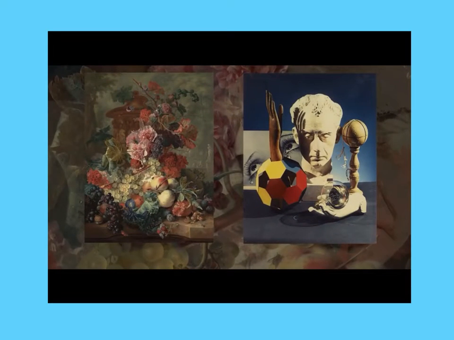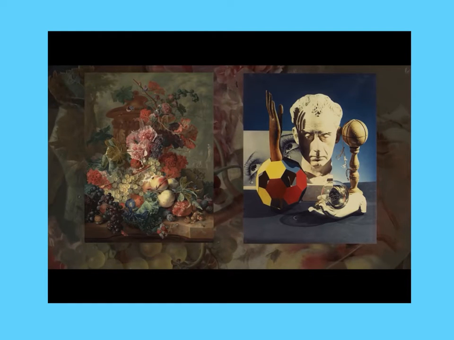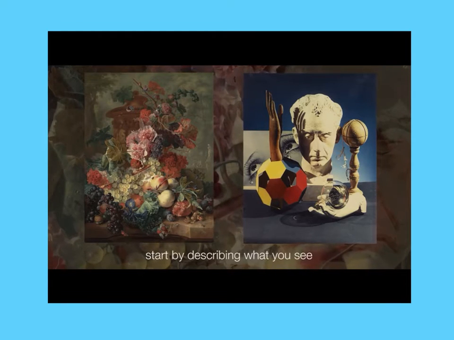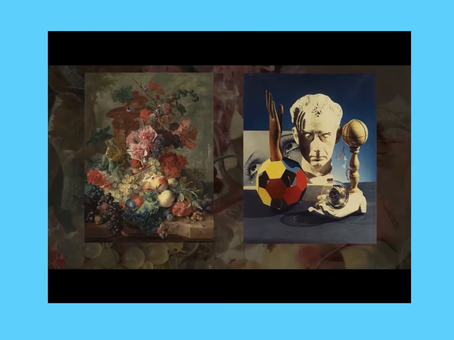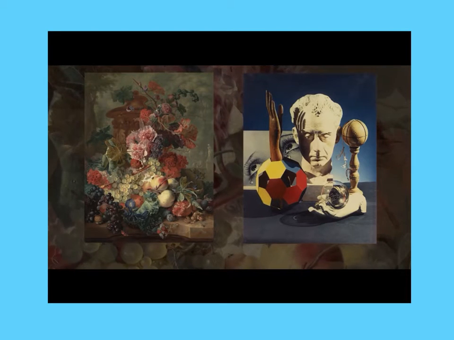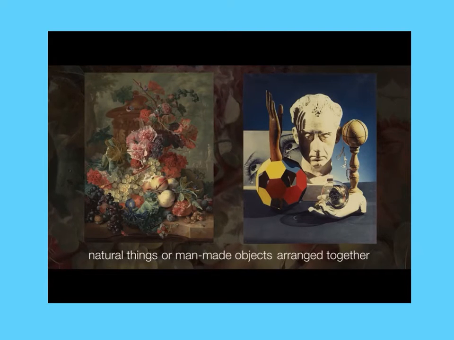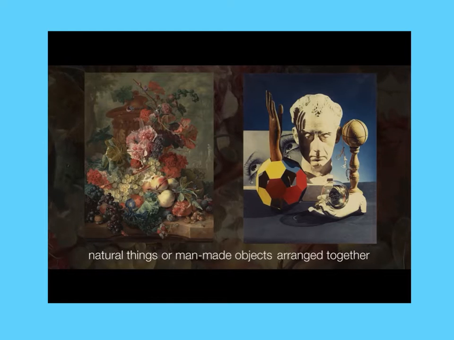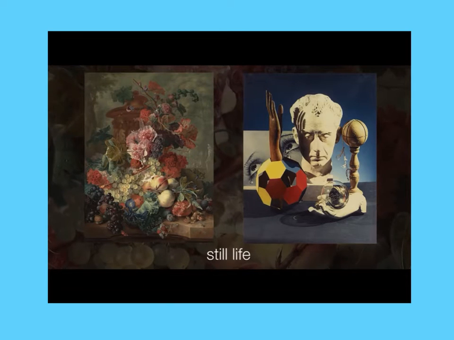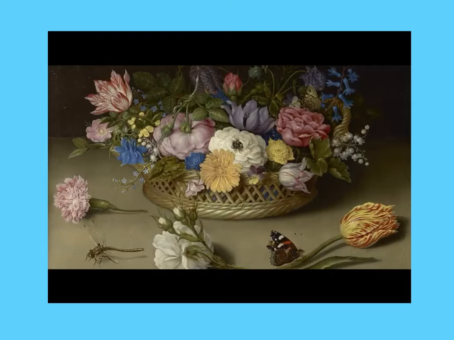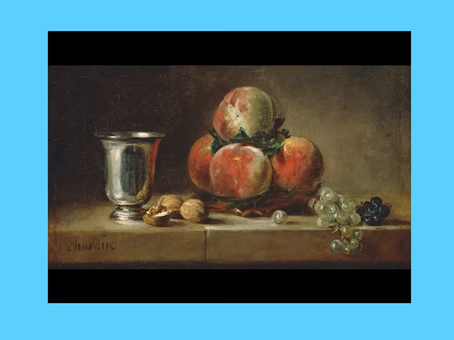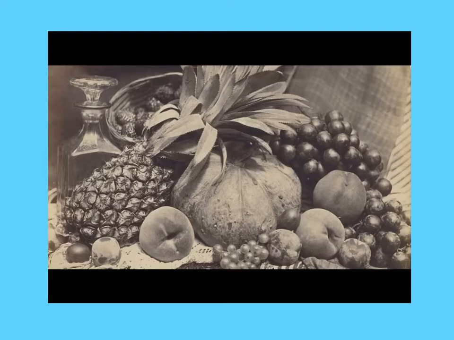Do you think these two artworks have anything in common? Let's investigate. Describing what we see can be a useful place to start. Each of these artworks has either natural things, like fruits and flowers, or man-made objects arranged together on a flat surface. This makes them both still lives. Artists have been making still lives for thousands of years because they offer an opportunity to reflect on the objects that surround us in daily life. Now, let's spend time with each artwork so we can learn more about them.